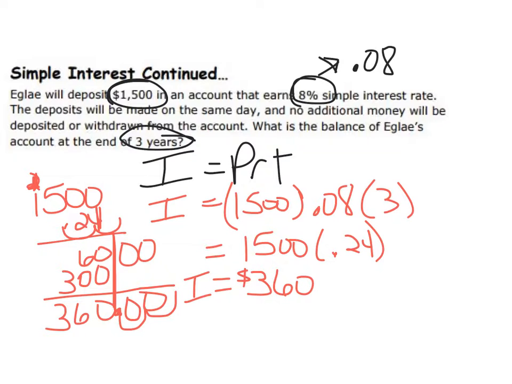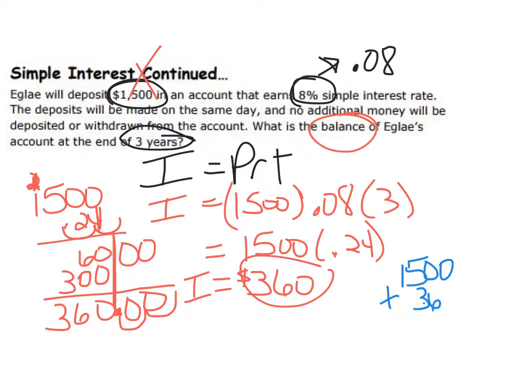What did they ask us for? The balance. So the balance, remember, all you have to do is add the principal, which is here, and the interest. So let's go ahead and do that. So 1,500 plus 360. So my answer is going to be $1,860. So Eagle A's balance in her account would be $1,860.